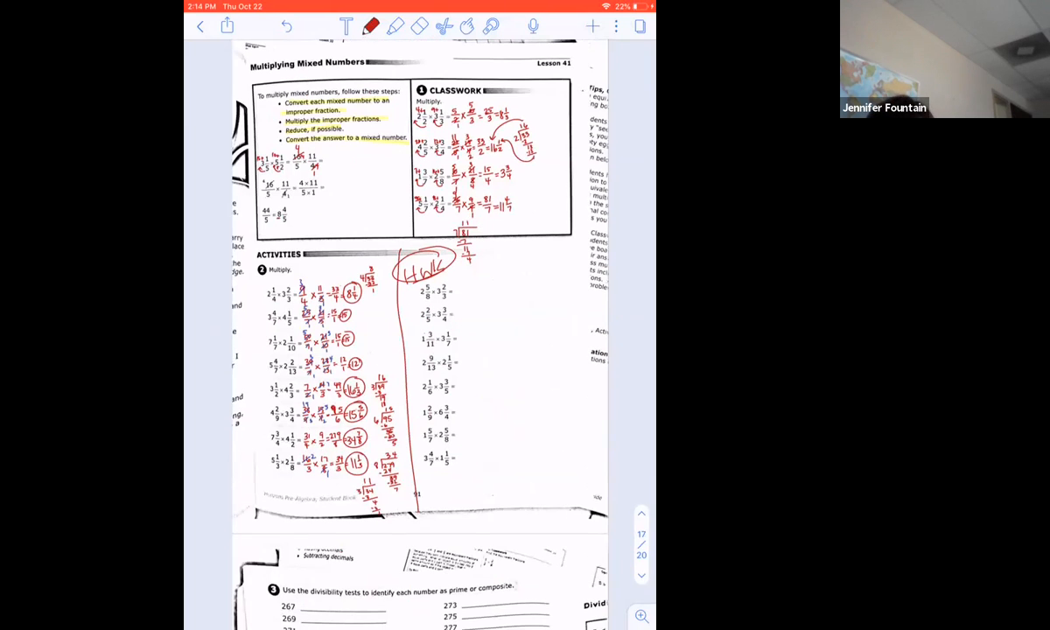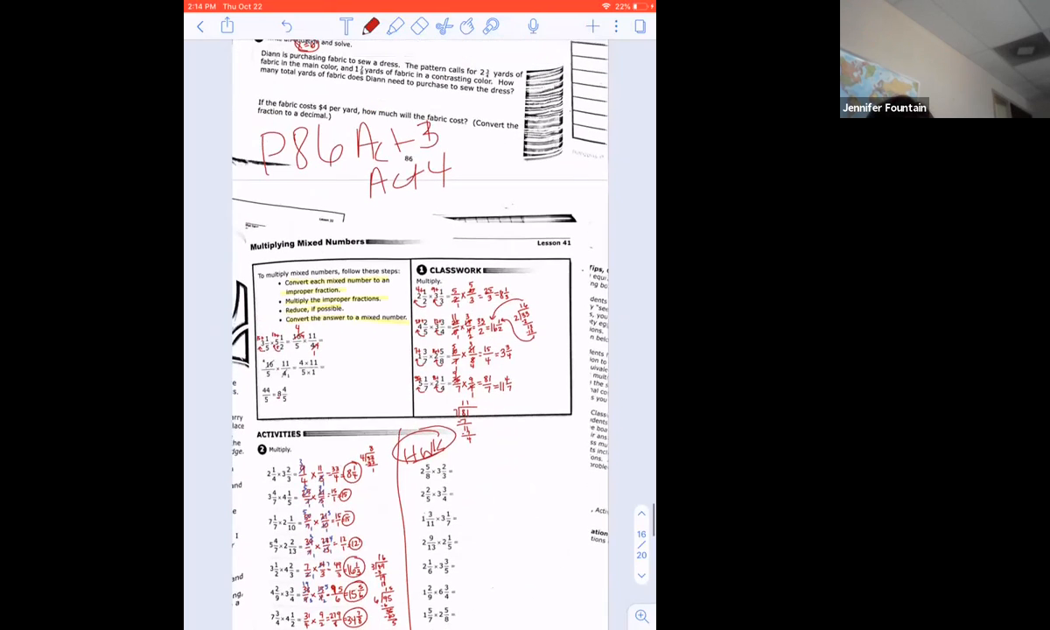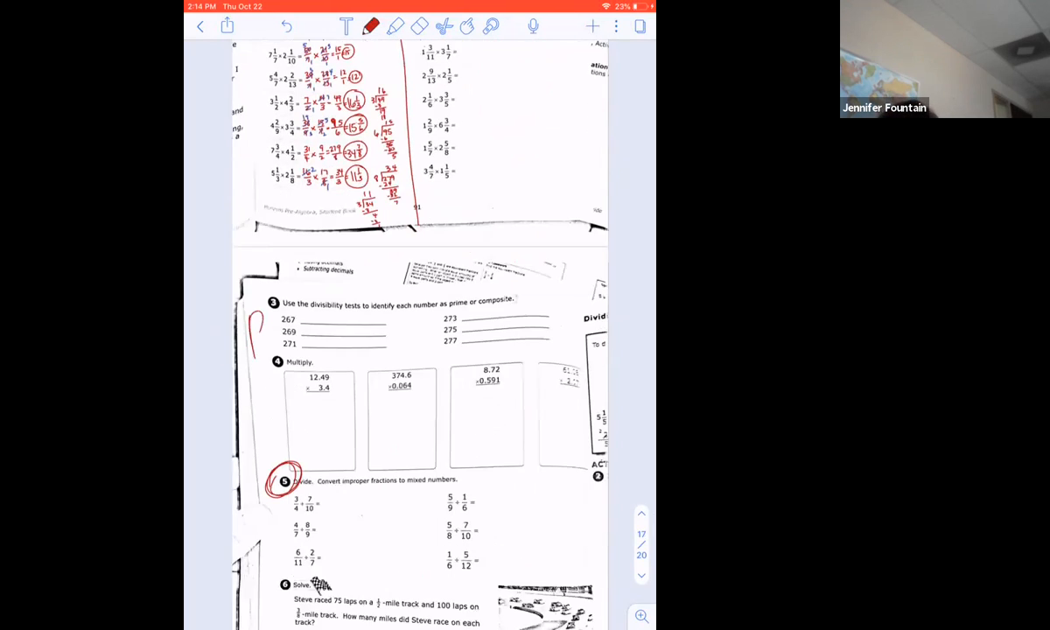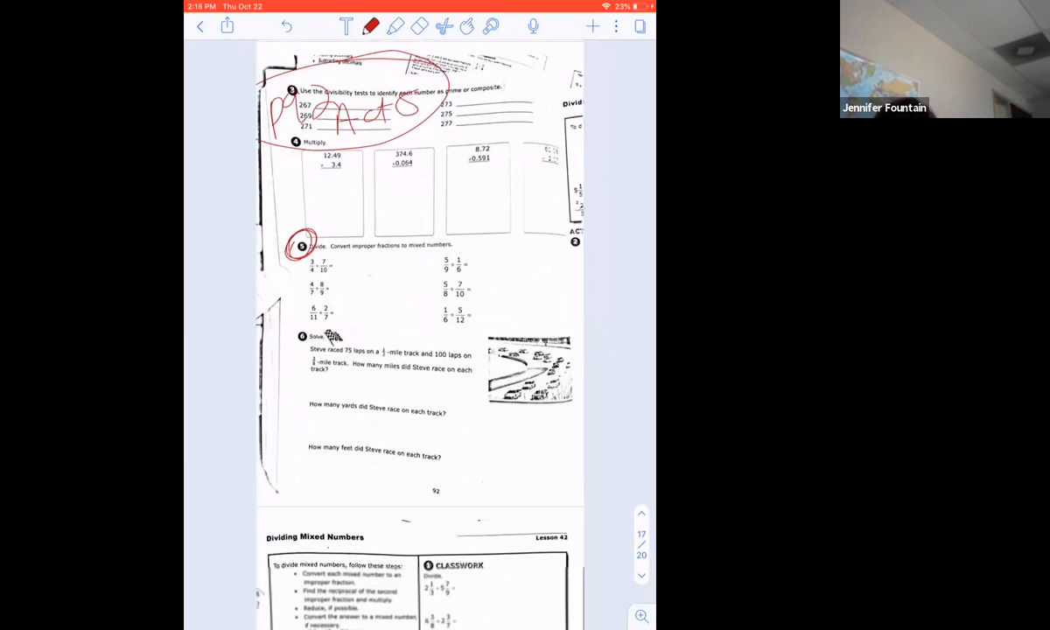Then I think we jumped from 86 over to lesson 41, which is on page what? 91. So this is page 91. So page 91, we're going to finish activities 2. And then on page 92, we've got activities 5. Okay.